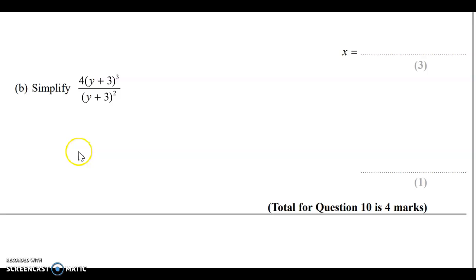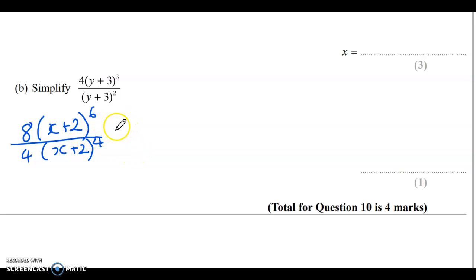So what I'm going to do is I'm going to have a go at doing another example below it, and then I will let you have a go at the other one. Okay, so here's my example below. So say I had 8 and then x plus 2 to the power of 6 over 4 x plus 2 to the power of 4, let's say.